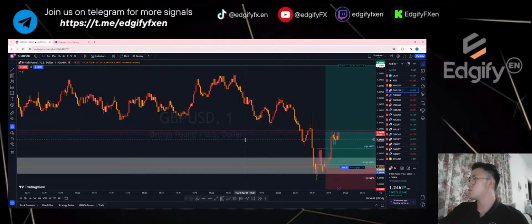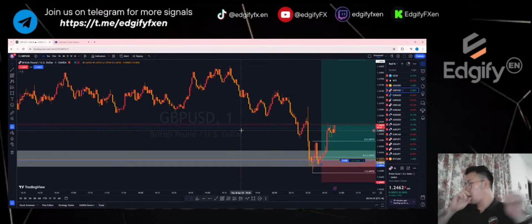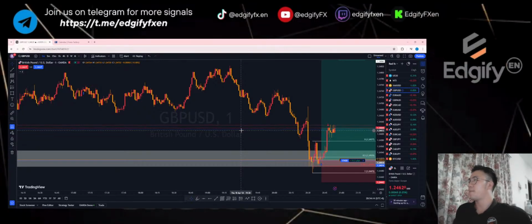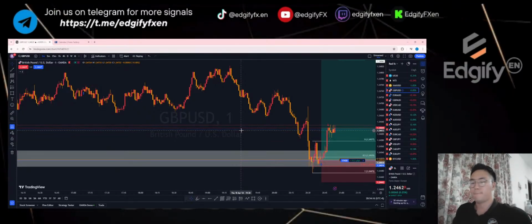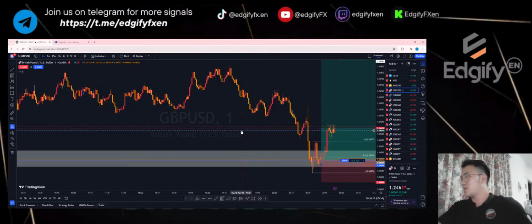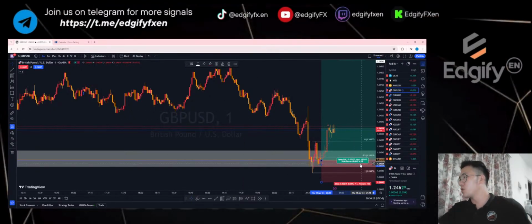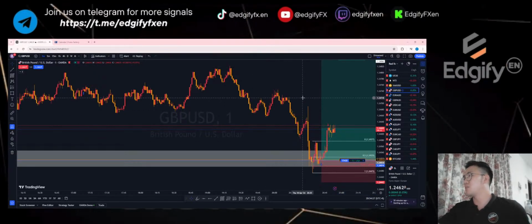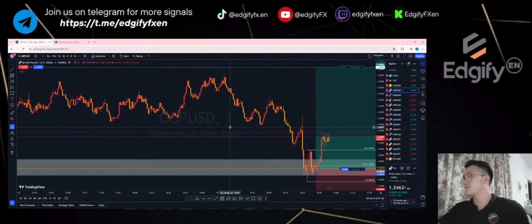Let's go, let's go. Almost 11 pips. We are targeting a maximum risk to reward of 1 to 4.68. Alright? That's the maximum we are targeting.